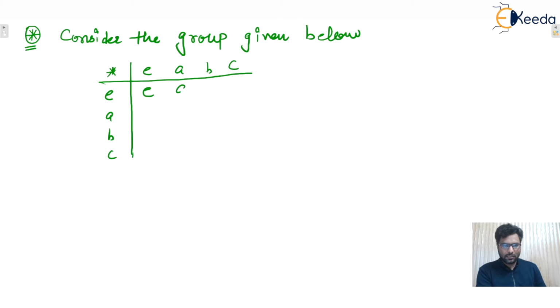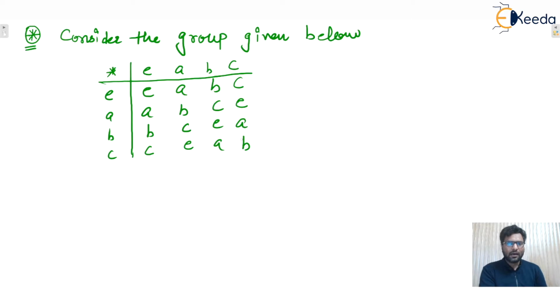So let us consider this is the given group. Let's say this is E, A, B, C, then A, B, C, E. Then the next one, B, C, E, A. Next one, C, E, A, B. You know very well, I have written all the permutations of these elements E, A, B, C in a cyclic manner. You guys know this is a very well-known group. You can see all the properties of the group are satisfied in this particular example.